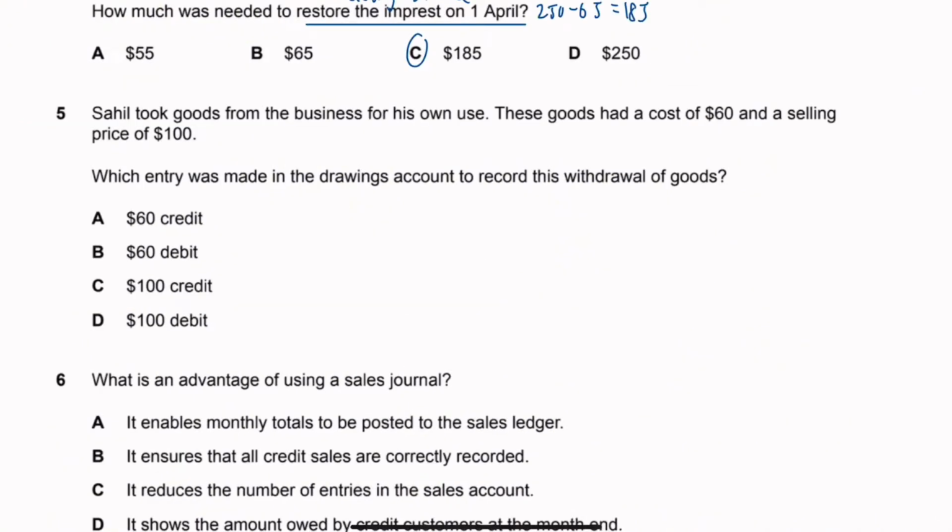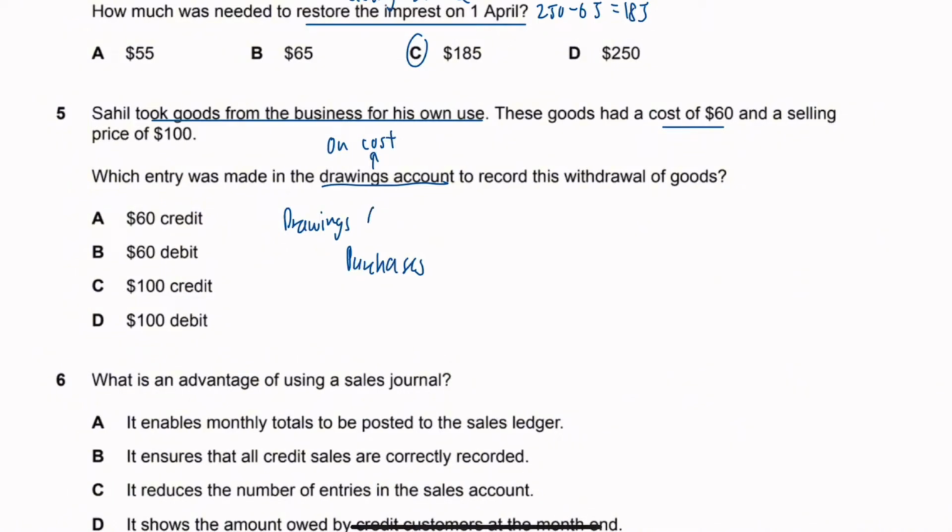Moving on to question 5. Sahil took goods from the business for his own use. So this is drawings. These goods had a cost of 60 and a selling price of 100. When recording drawings, it's always at cost, remember. Which entry was made in the drawings account to record this withdrawal of goods? The double entry is debit drawings, credit purchases, because your purchases reduce, so you credit it, and drawings increase, so debit.